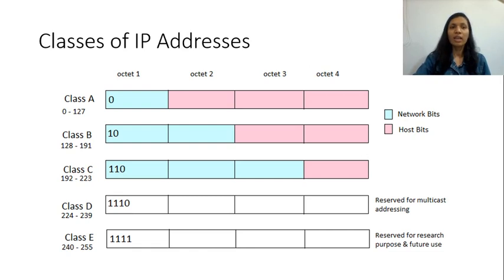And hence, the number of valid hosts possible per network is 2^24 minus 2 in case of Class A. Similarly, in case of Class B, the number of valid hosts possible per network is 2^16 minus 2. Whereas in case of Class C, the number of valid hosts possible per network is 2^8 minus 2.